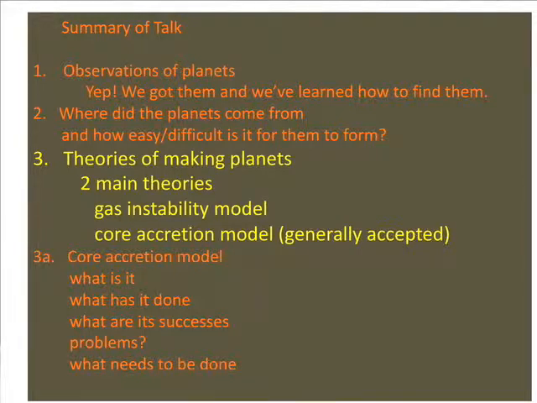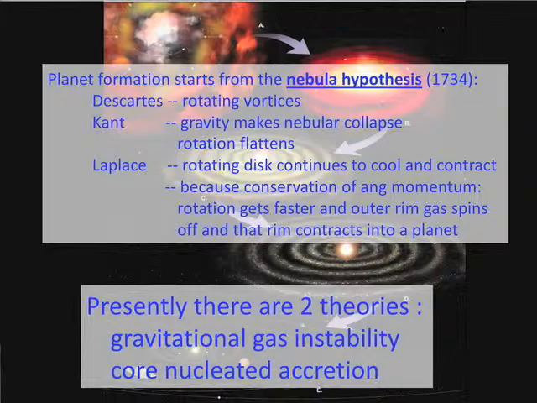There are two theories on how we make planets. So we got to go from gas to this. It started with what's called the nebula theory, and people have been thinking about this since the 1700s. The most popular ones that we have here are the gravitational instability model and the core accretion. Now, the gravitational instability model, well, let me just skip ahead.